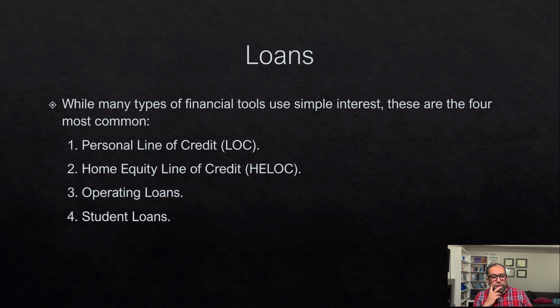While many types of financial tools use simple interest, there are 4 most common: personal line of credit, home equity line of credit, operating loans, and student loans. Student loans are specific to education purposes. The government of Canada or any provincial government gives a certificate to the student to apply for the student loan from commercial banks. So there is no security in that loan, but the government makes sure that they will pay if the student is not paying.